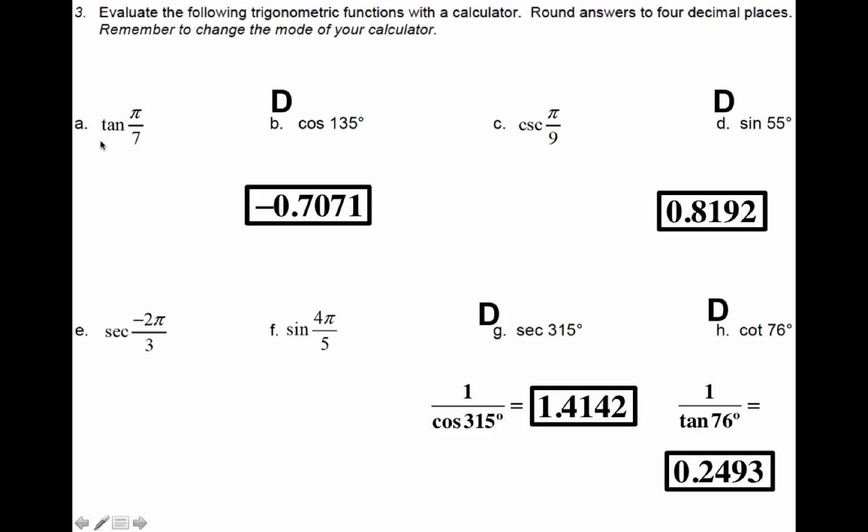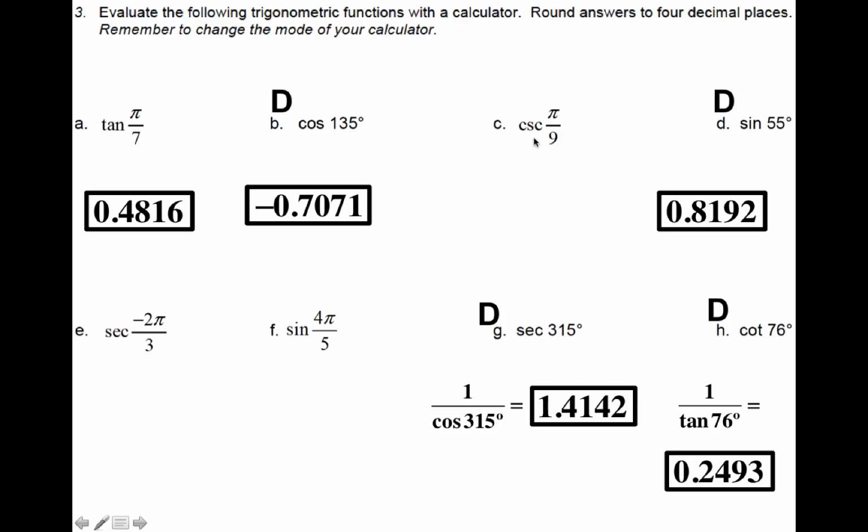Okay, so let's go back up to A. We are going to change the mode on our calculator to radians, and then we are going to type in the tangent, find the pi button, divided by 7. You don't want to substitute 3.14. It has to be the pi button. So tangent of pi over 7, you should get 0.4816.